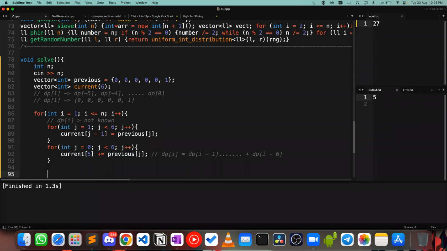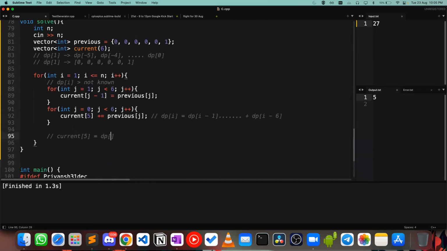Current 5, okay, understand this. Current 5 will be what? Current 5 will be dp of i. Current 4 will be what? It will be dp of i minus 1. So on. Current of 0 will be what? dp of i minus 5. Is this making sense to everyone? I have 6 indices. The last index should contain the actual dp value of my current state.